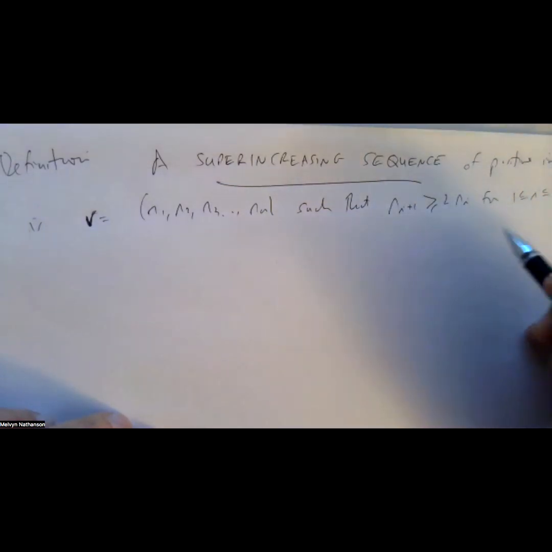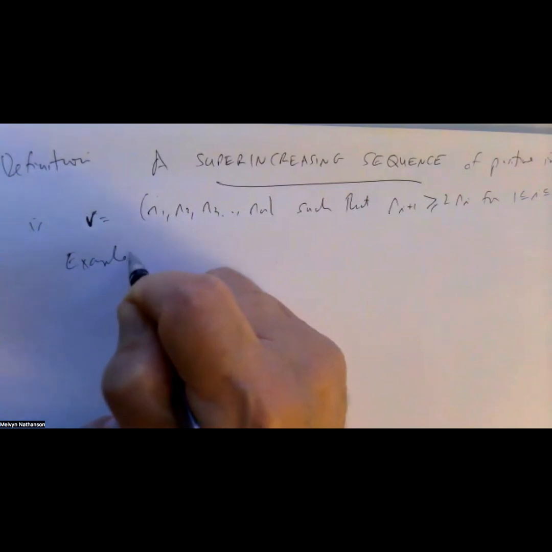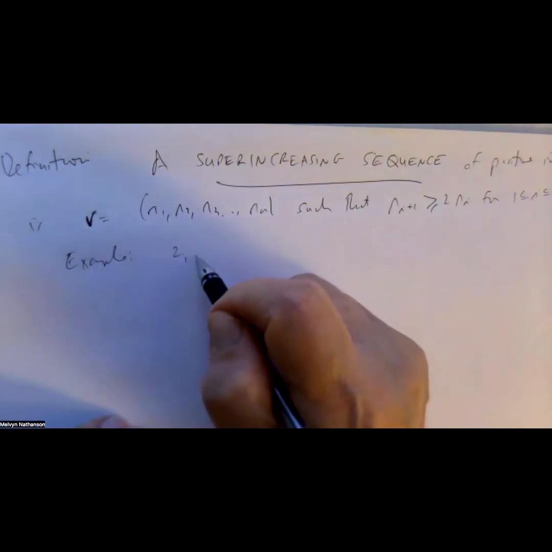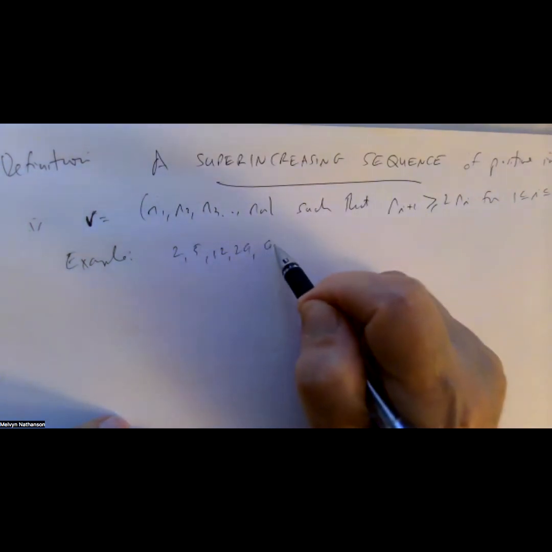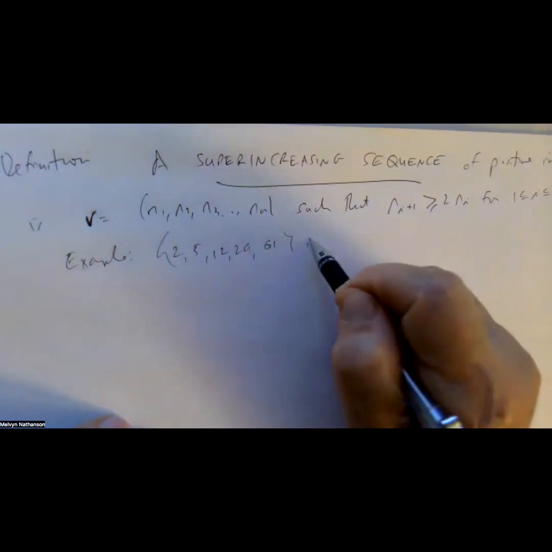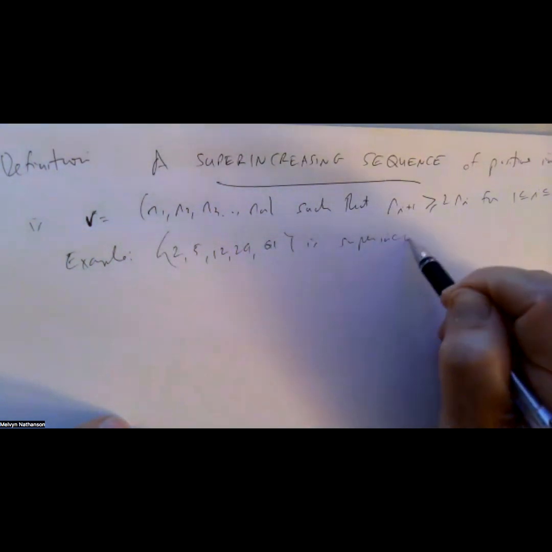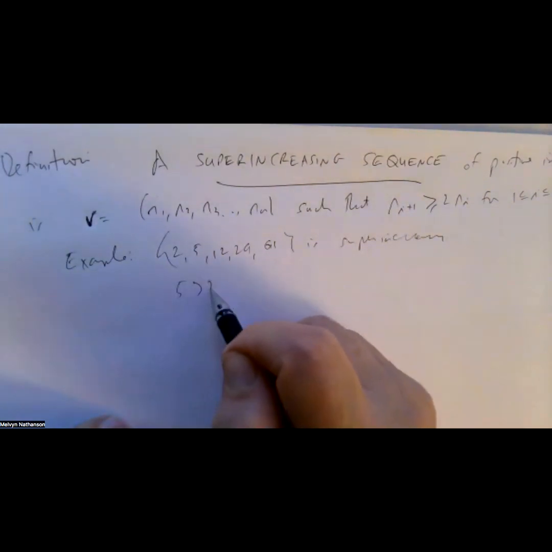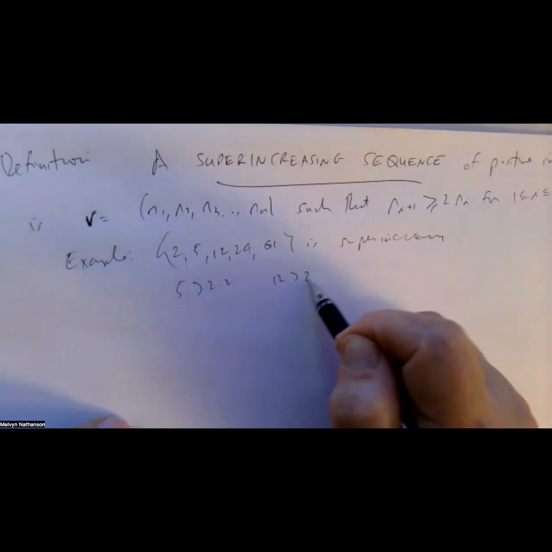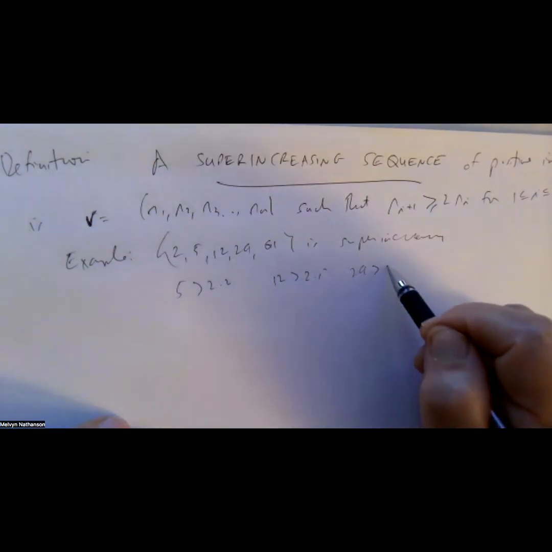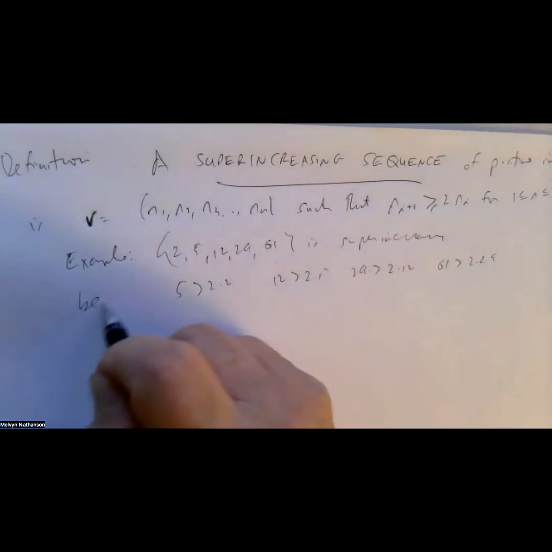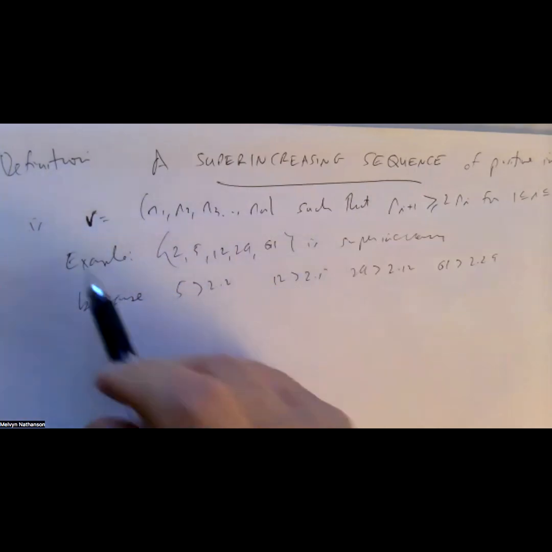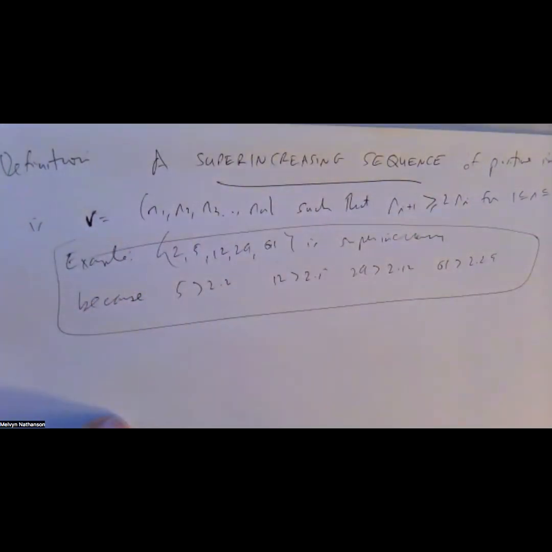So the example I gave earlier, 2, 5, 12, 29, 61, is super increasing, because 5 is bigger than 2 times 2, 12 is bigger than 2 times 5, 29 is bigger than 2 times 12, and 61 is bigger than 2 times 29. So this is an example of a super increasing sequence.